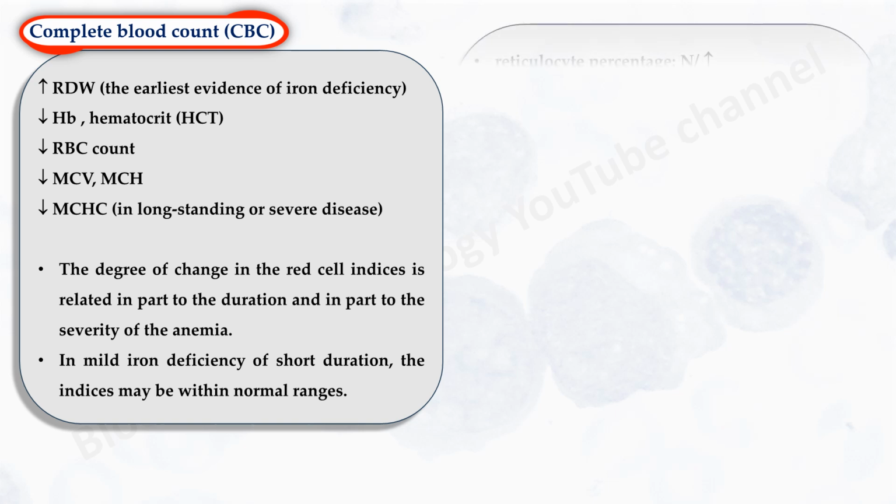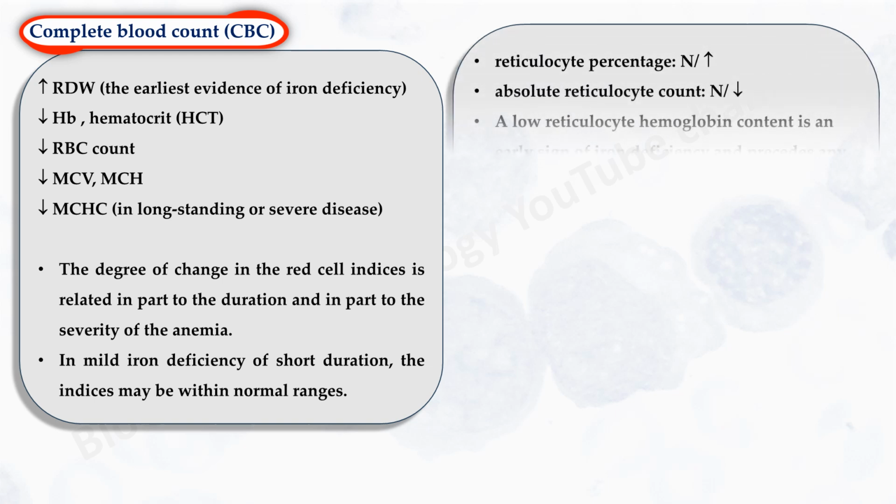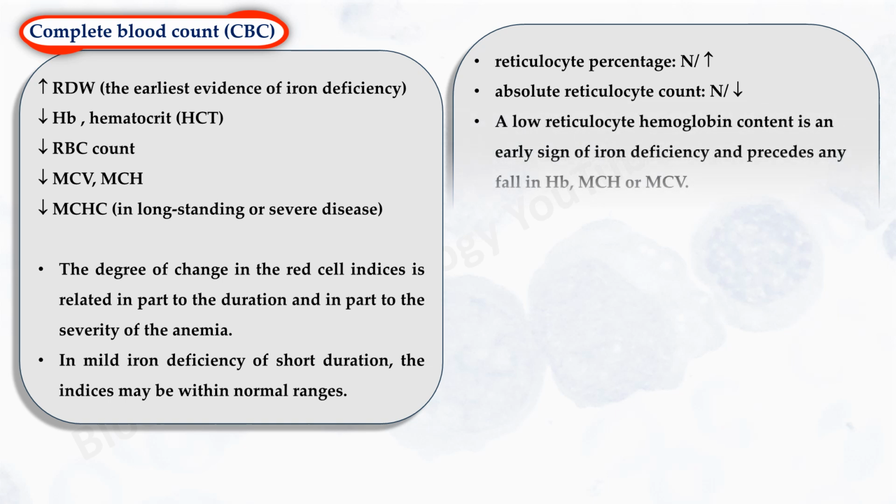The reticulocyte percentage may be normal or elevated, while the absolute reticulocyte count is normal or reduced. A low reticulocyte hemoglobin content is an early sign of iron deficiency and precedes any fall in hemoglobin, MCH, or MCV.